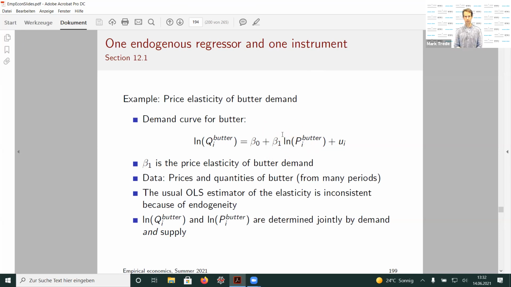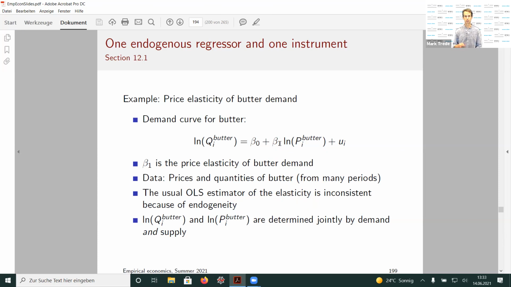How can we proceed? Well, maybe the first idea is to collect data from different time periods. So we look at different quantities of butter that had been bought on the market in a certain region and the price in those periods. Okay? So we collect data about prices and quantities of butter for many periods. And then the usual OLS estimator of the elasticity, the slope coefficient, is inconsistent because of endogeneity.